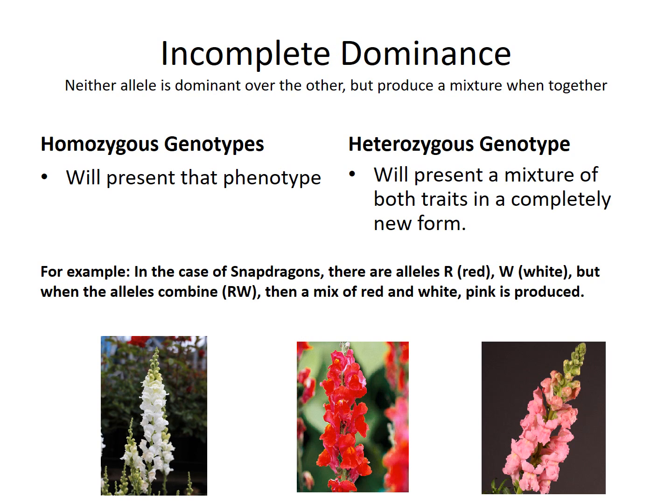In incomplete dominance, neither allele is dominant over the other, but when together, a mixture of the two is produced. So for homozygous genotypes, they will present that phenotype, that physical trait. But in the case of a heterozygous genotype, you will be presented with a mixture of both traits in a completely new form. So in this example of snapdragons, there are R alleles and W alleles.